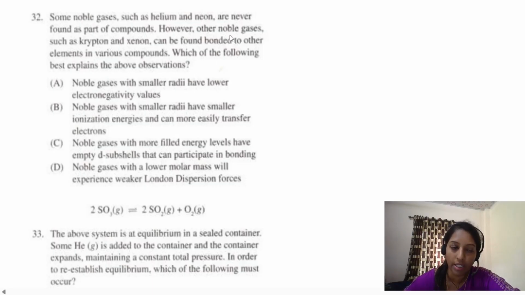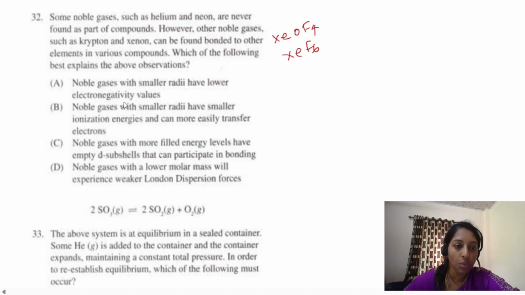Okay. Second question. Some noble gases such as helium and neon are never found as part of a compound. However, other noble gases such as krypton and xenon can be found bonded to other elements in various compounds. Right? We know several compounds like XeF4, XeF6, several compounds are there. So why will heavier noble gases form compounds? That is the question.